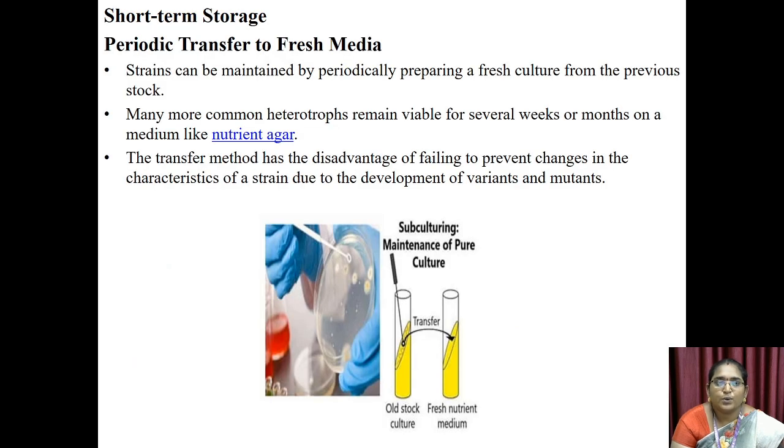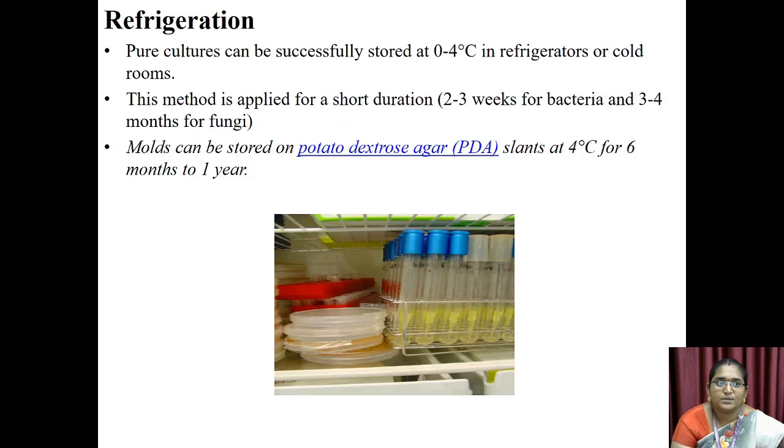In short-term storage, first is periodic transfer to fresh media. Strains can be maintained by periodically preparing a fresh culture from the previous stock. Many of the more common heterotrophs remain viable for several weeks or months on a medium like nutrient agar. The transfer method has the disadvantage of failing to prevent changes in the characteristics of a strain due to the development of variants and mutants.